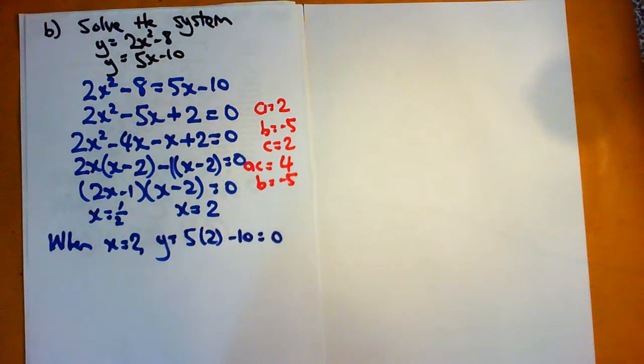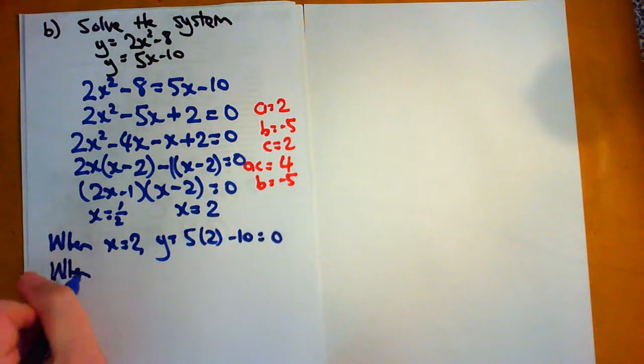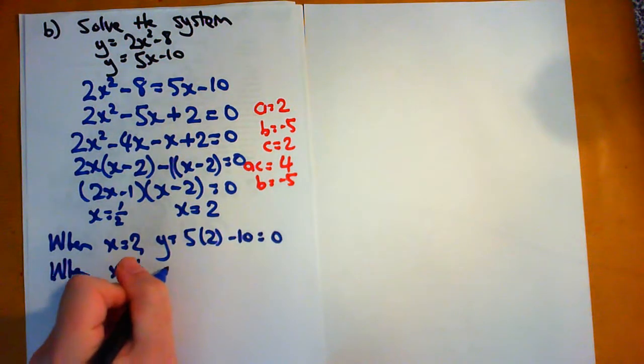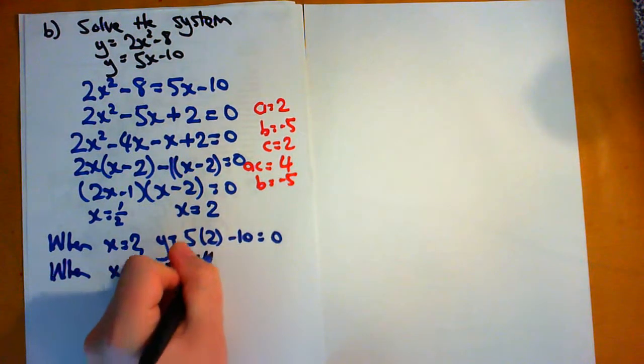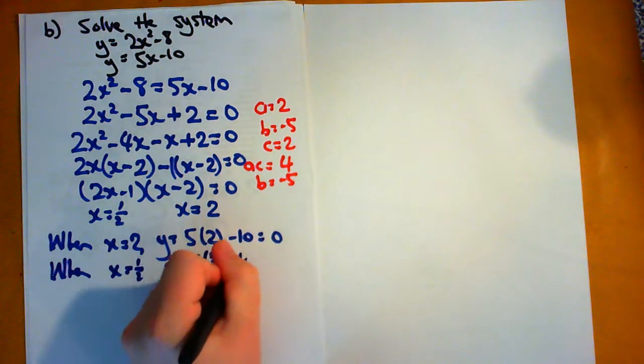That's going to be 2x squared minus 8. Well, x squared is going to be 4 when x is 2. 2 times x squared will therefore be 8. 8 minus 8 gives us 0. Good. Okay, so when x equals 1/2, y equals 5 times 1/2 minus 10.